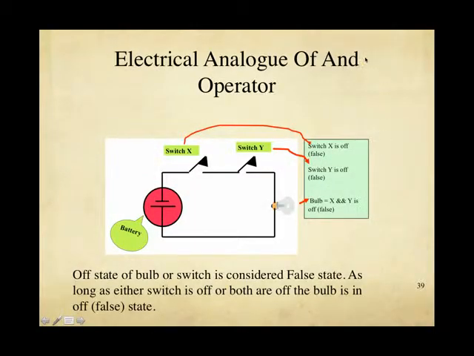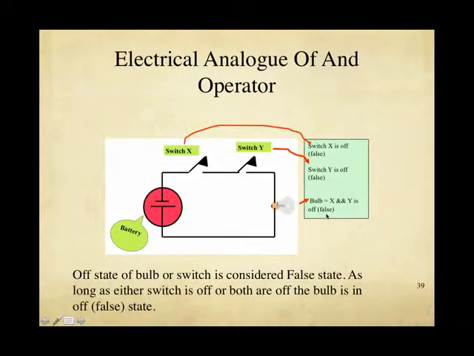So the electrical analog of the AND operator that is actually built and manufactured in hardware is here. We're showing two inputs through these switches, X and Y, and a bulb. So the translation of the circuit diagram is as follows. When a switch is unconnected, it's considered a Boolean false value. So both switches are in the false state. And the bulb represents the state of X and Y.